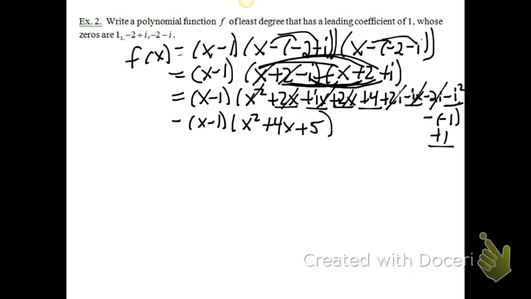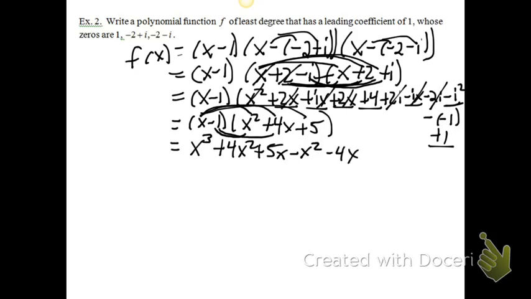Now I just have one more multiplication to take out. x times the x squared makes x cubed. x times 4x makes 4x squared. And then x times 5 is 5x. I move on to distribute the negative 1. That's going to be minus x squared. Negative 1 times 4x is minus 4x. And negative 1 times a positive 5 is minus 5.